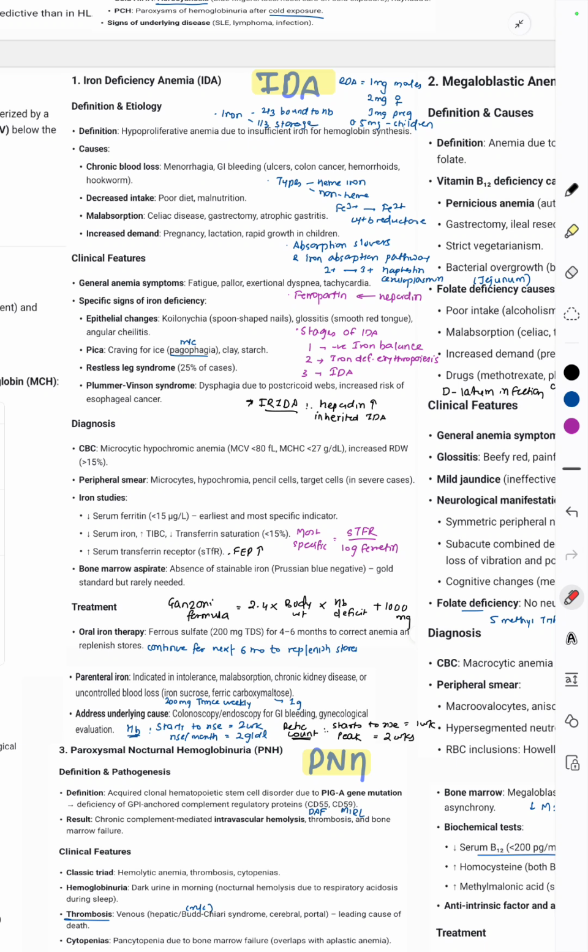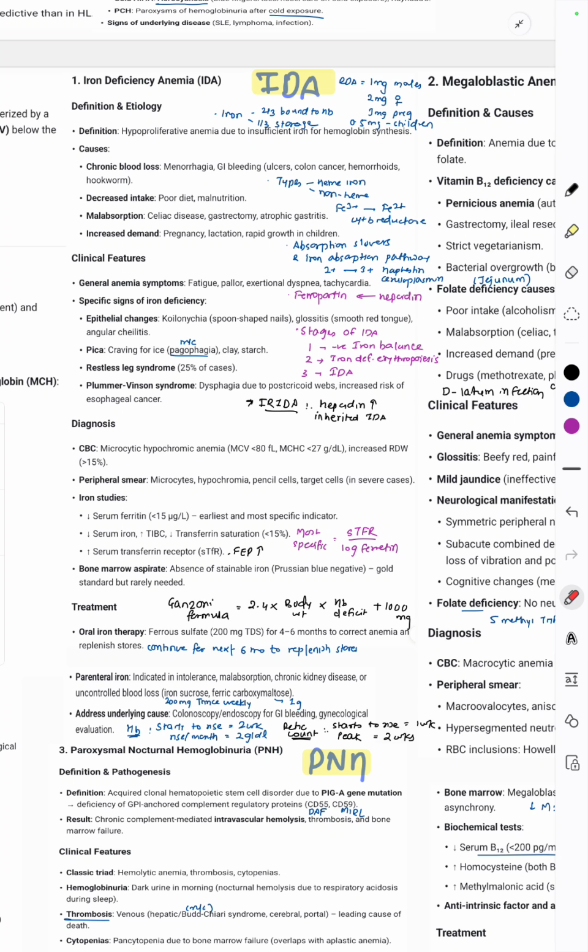The causes are chronic blood loss, as we already discussed. Then there can be decreased intake because of poor nutrition, malabsorption, as in case of celiac disease, Whipple's disease, atrophic gastritis, increased demand in pregnancy, in lactation, and in children.